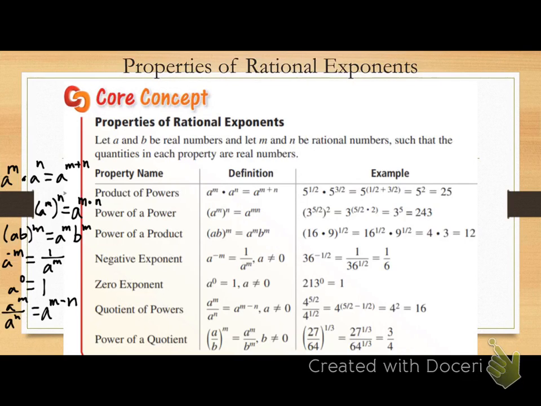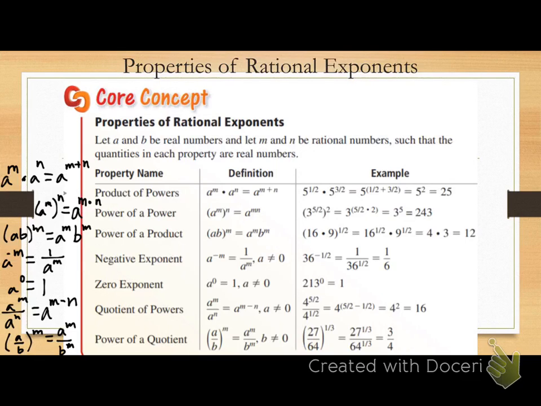And then finally, the last one, the power of a quotient. We got two things being divided, raised to an exponent. I can raise my numerator to the exponent, as well as my denominator to the exponent. So a over b to the m power equals a to the m over b to the m. And there's some lovely examples on the right that use numbers if you'd like to see those. Those are also in your book.